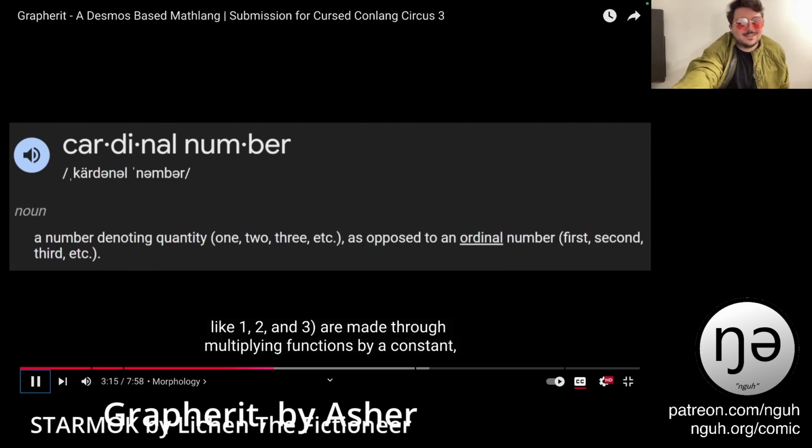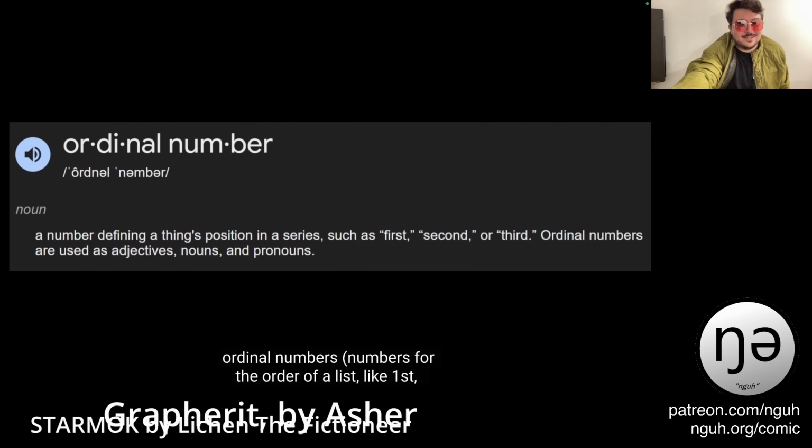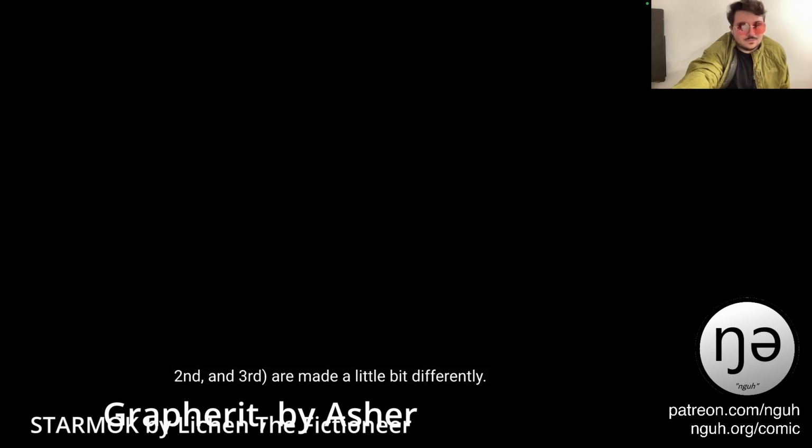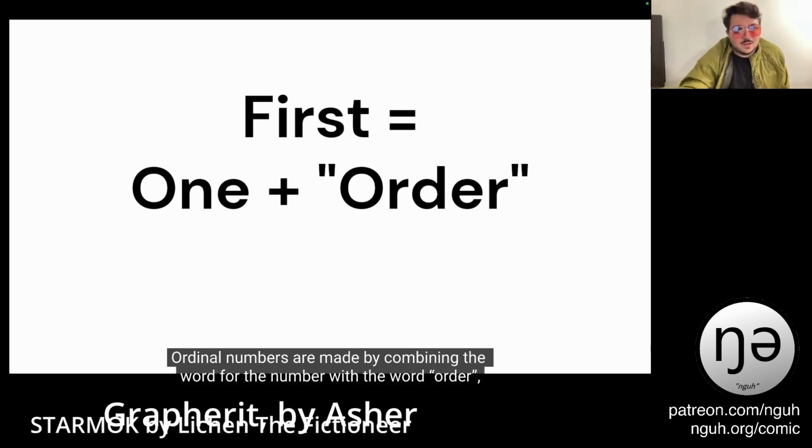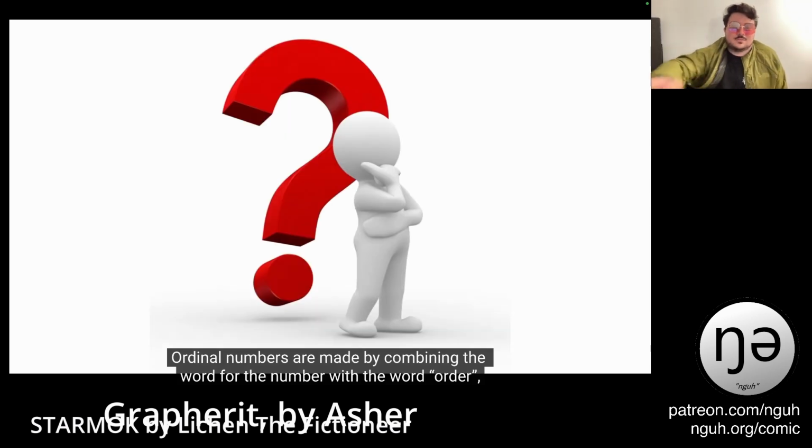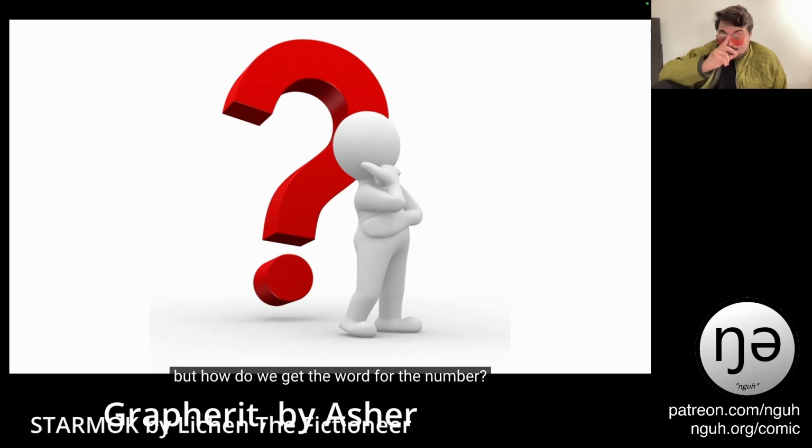Multiplying functions by a constant. Ordinal numbers for the order of a list, like first, second, and third, are made a little bit differently. Ordinal numbers are made by combining the word for the number with the word order. But how do we get the word for the number?